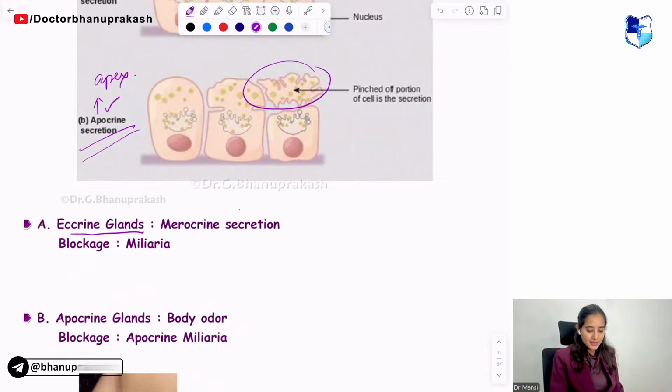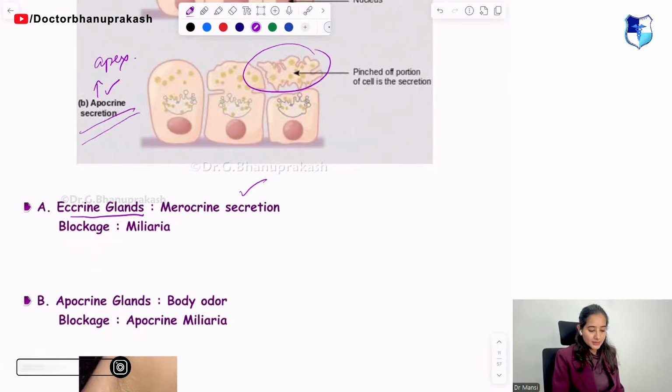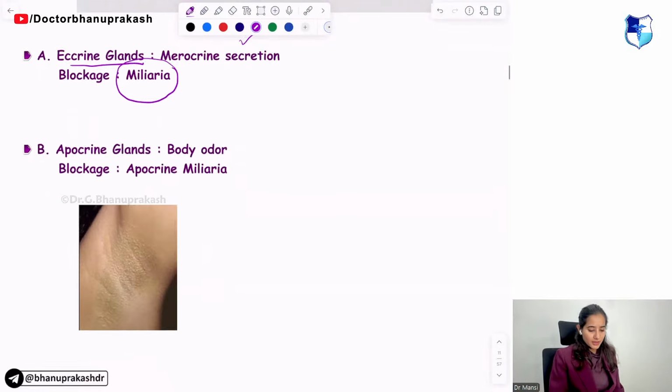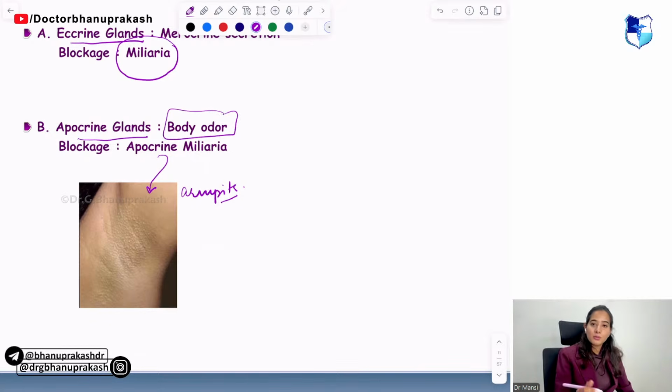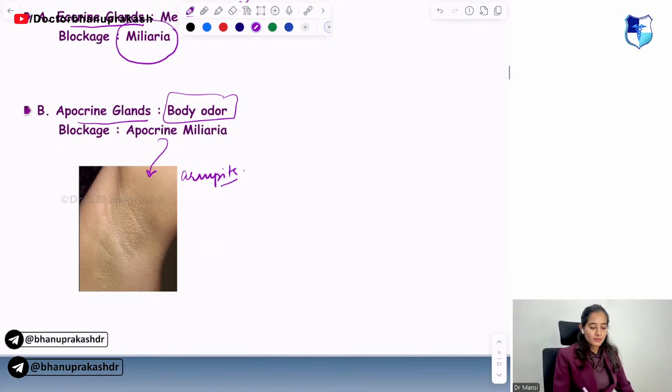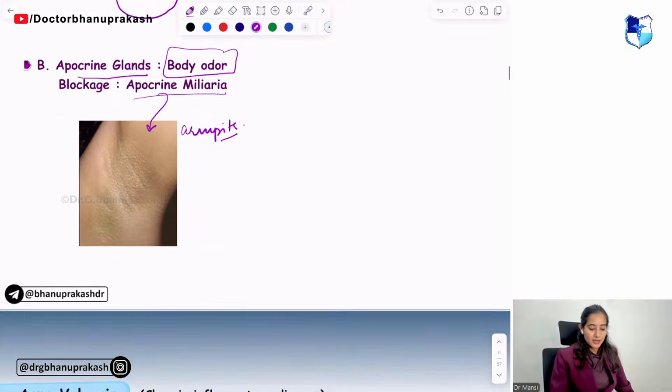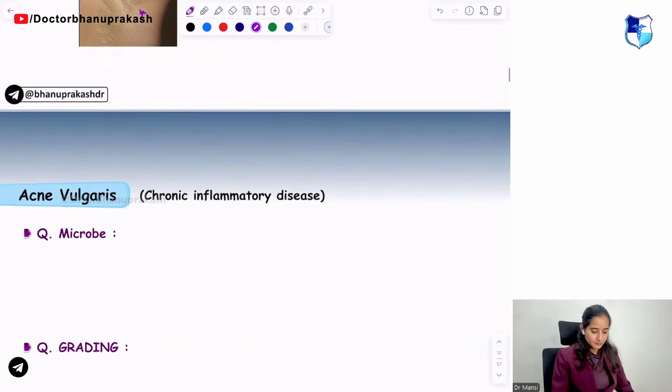So the eccrine glands have merocrine secretion, and the blockage you can see in miliaria, on the skin. More importantly, you have to remember apocrine miliaria, which is usually seen in the armpits. Everyone has a particular body odor. Why is it there? Because of the apocrine gland secretion. So whenever the duct of the apocrine gland gets blocked, we get apocrine miliaria, and this is how it looks.